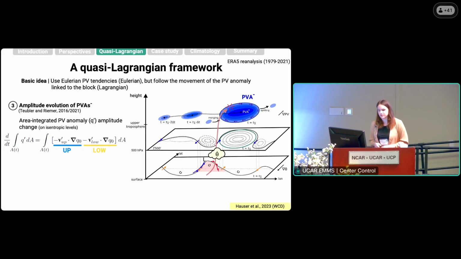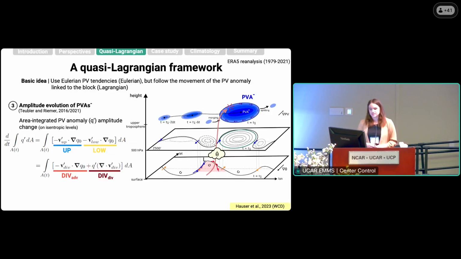So the first term here on the right-hand side, that we shortly call the up term, represents the barotropic upper tropospheric wave propagation and wave dynamics. So we have here how the background PV field is advected by the wind field associated with the upper level PV anomalies. The second term is basically the same, just that we're using the wind field associated with the lower level PV anomalies. So this is more the baroclinic interaction term.